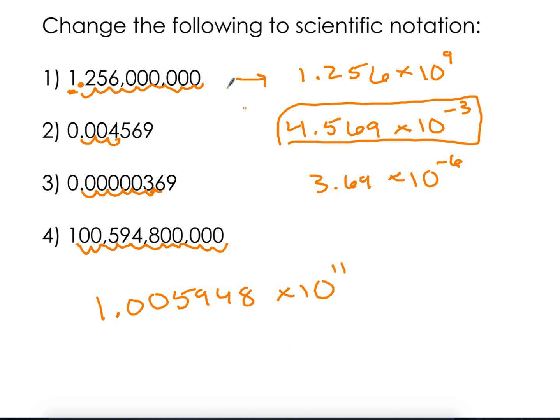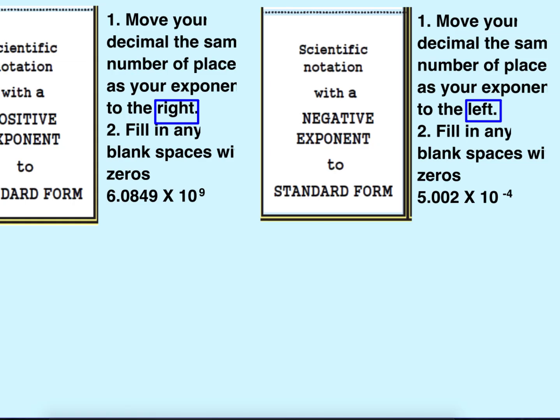And we're done. Now, we're also going to have to go backwards. So you're going to have to change numbers that are in scientific notation, and move them into standard form. So here are your rules here.